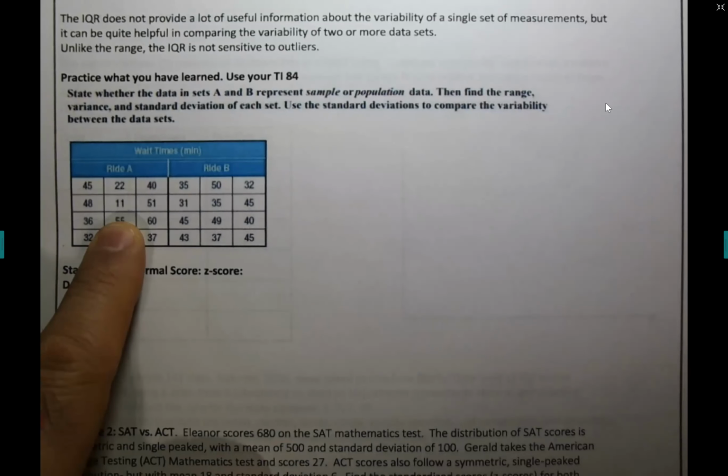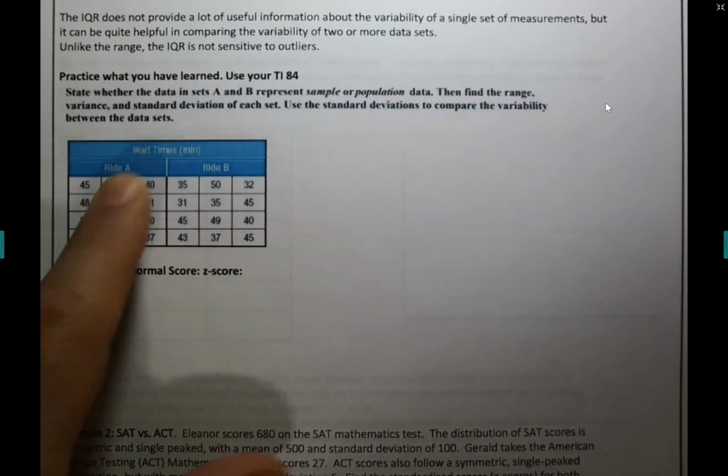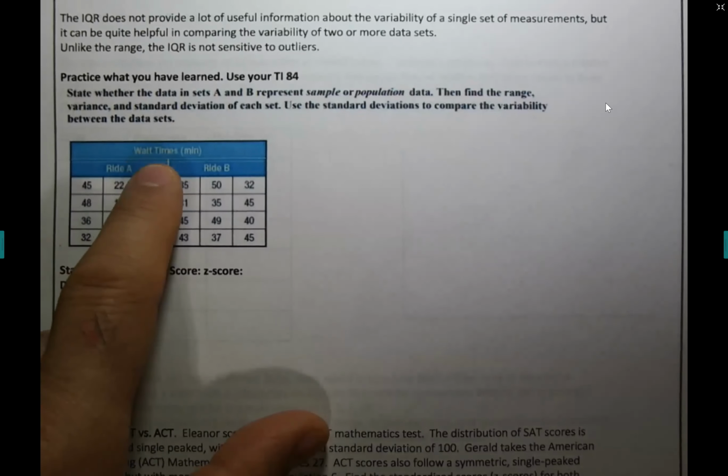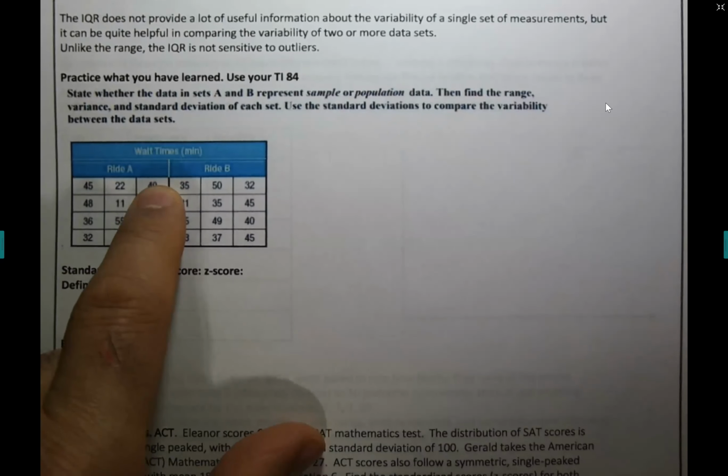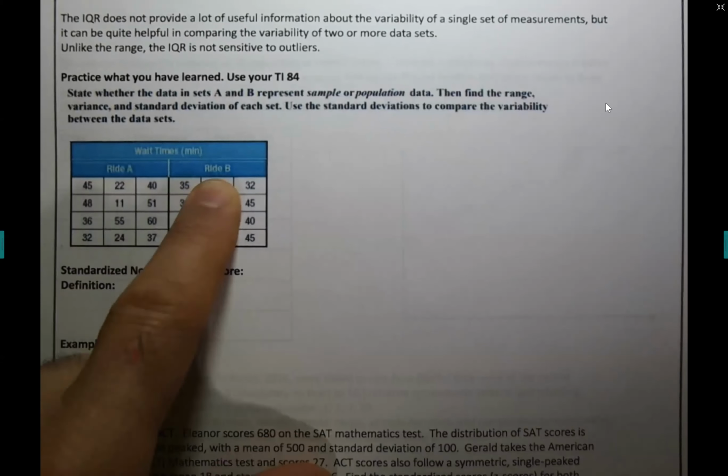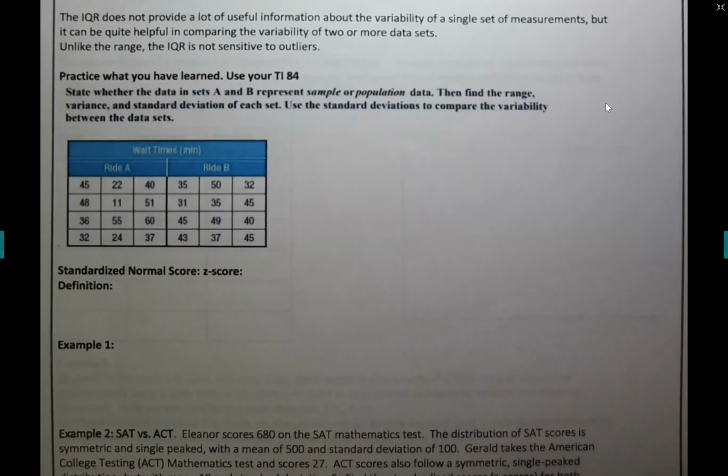Okay, we're going to do this question. Practice what you have learned. Use your TI-84. State whether the data set in sets A and B represents a sample or a population. Then find the range, variance, and standard deviation of each set. Use the standard deviation to compare the variability between the data sets. Okay, wait times, guys. Let me read the title for you. It says wait times in minutes for two rides at an amusement park. Ride A and ride B data. What do you think? Is this sample data or population data?